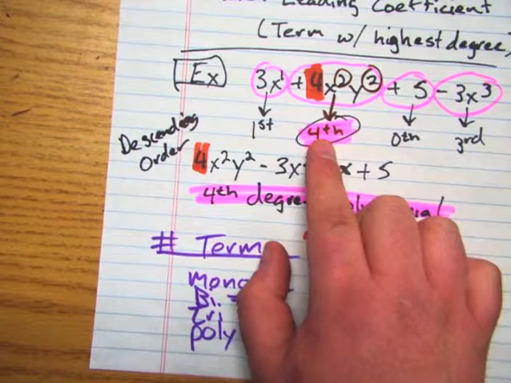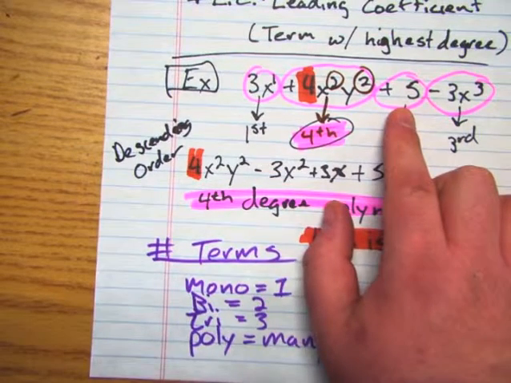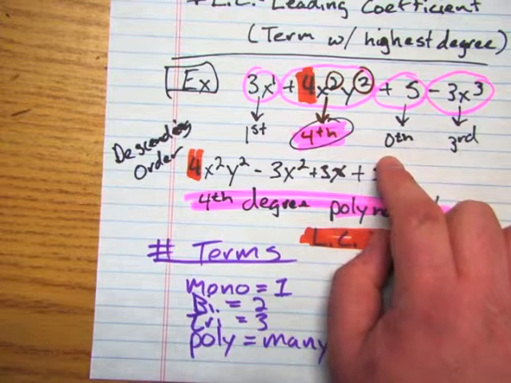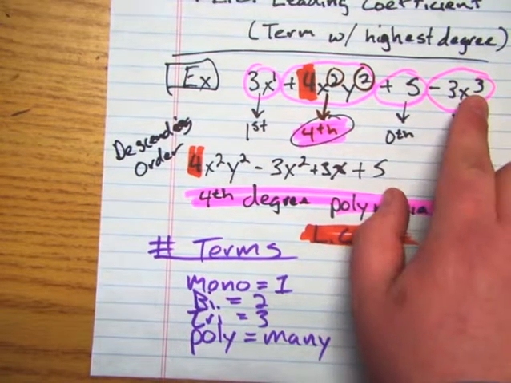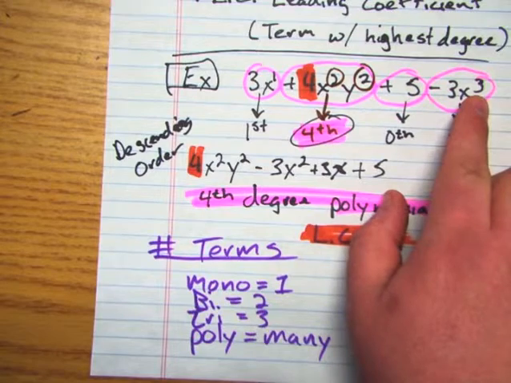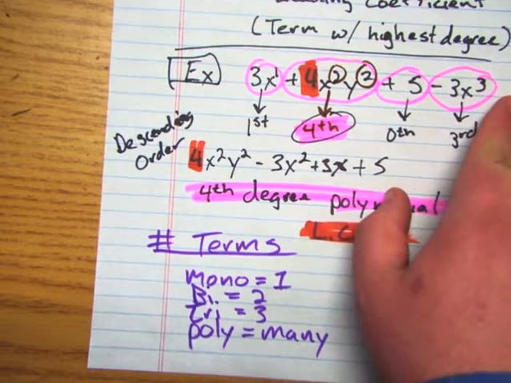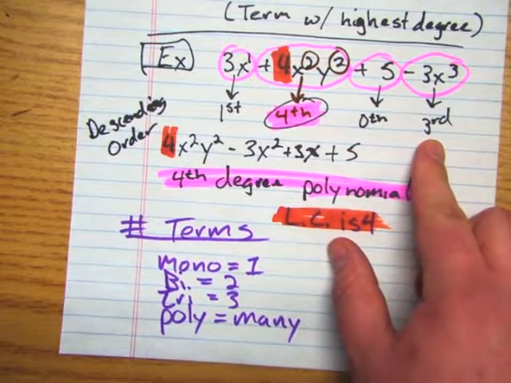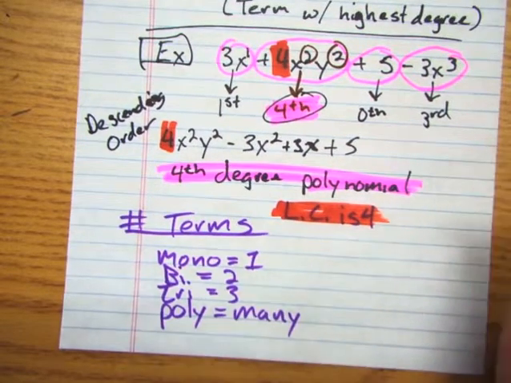Okay. This one doesn't have any variables. No x's or y's, so we say it's the 0th degree. Does that make sense? This one has x to the third. If I were to expand that out, it would be x times x times x, which would be 3 x's. So that's a third degree expression, right? All right. Good so far?